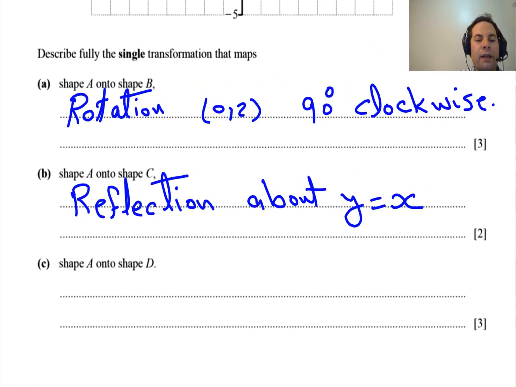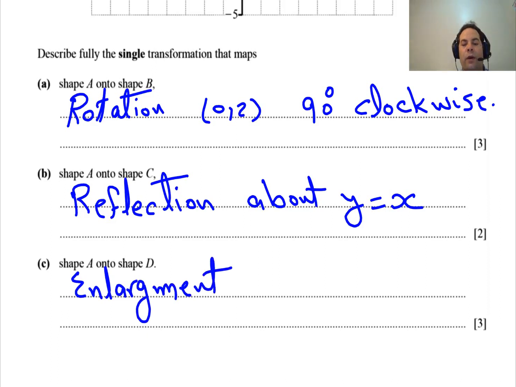So the answer of C is enlargement with scale factor half, and the center of enlargement is the point (4, 6).